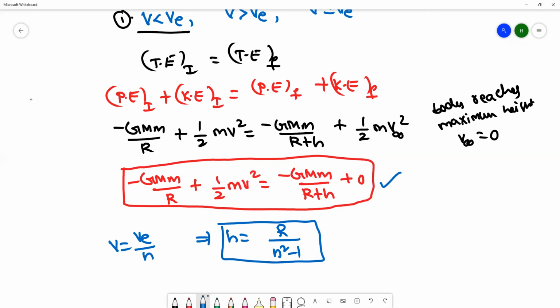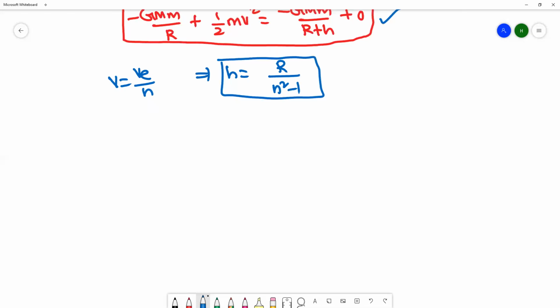So when you project with a velocity v less than ve, suppose you project with a velocity v greater than ve and v equal to ve. If projected with v greater than ve, what will happen? If you project with v greater than ve, the body will reach interstellar space.